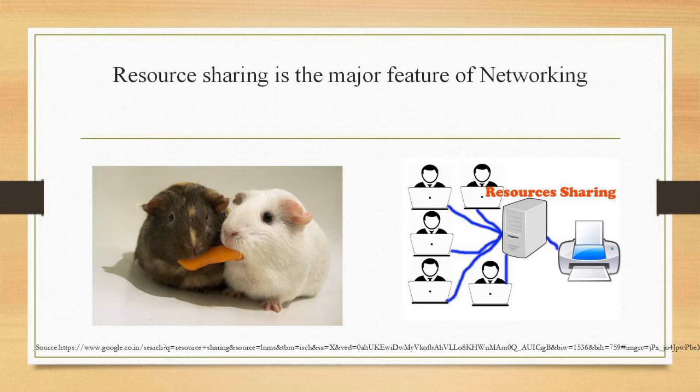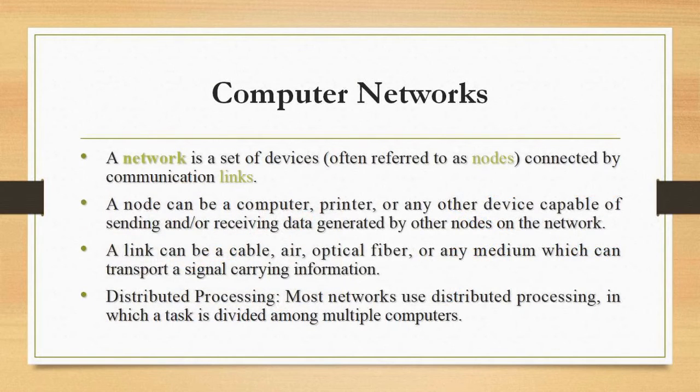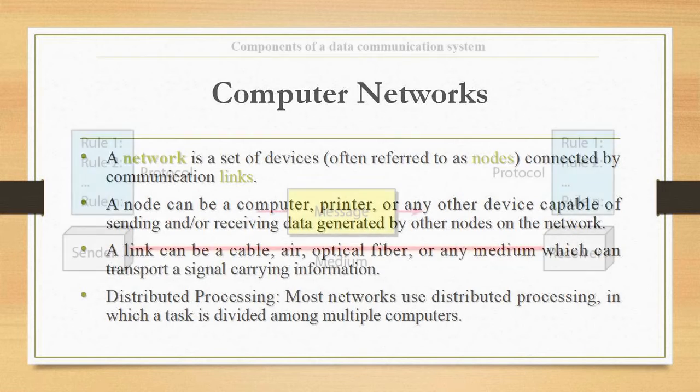Resource sharing is the major feature of networking. Once the devices are in a network, they can share resources. Now let's see the definition of computer networks. A network is a set of devices connected by communication links. The device can be a computer, printer, or any other device capable of sending or receiving data. A link can be a cable, air, optical fiber, or any other medium.